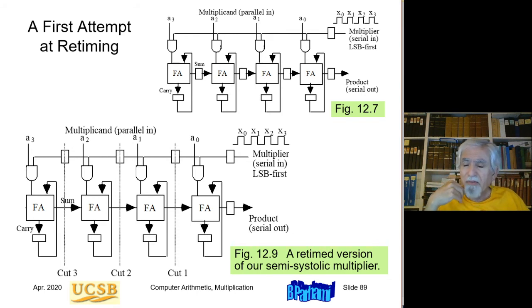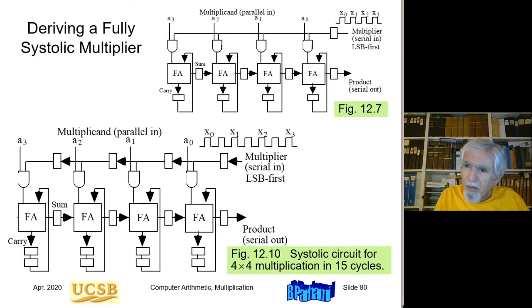However, in doing so, I've introduced another problem. I now have zero delay paths in this chain. So I fixed that path, but introduced a problem in this path. So basically, the clock cycle must be wide enough for signals to propagate through all of these full adders and then affect this flip-flop. So I fixed one thing but messed up another thing. So what's the solution?